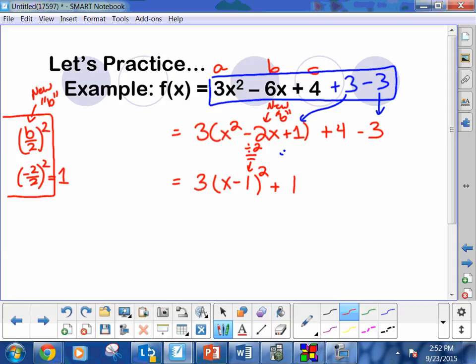Equation with the vertex form. So it's lovely. I have exactly what I'm looking for, a vertex form of the equation.